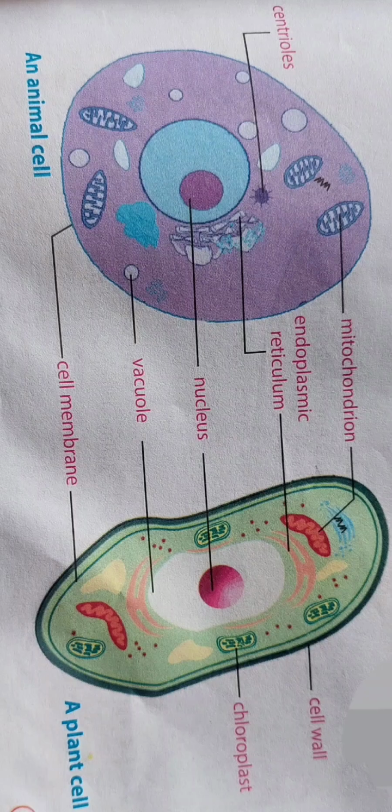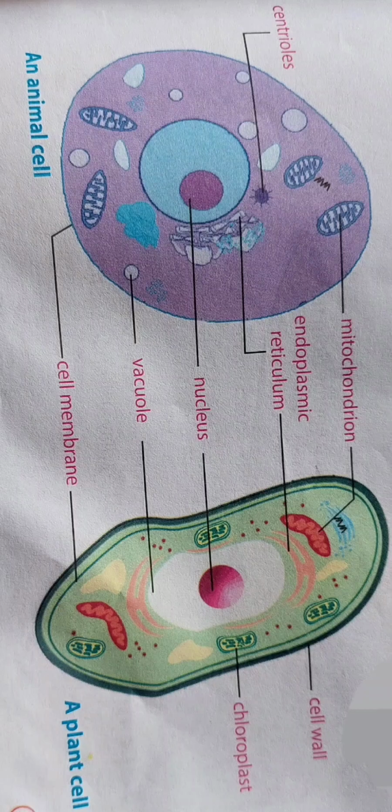As I've told you earlier, all living things are made up of cells, and the cell is the smallest part of a living thing that can carry out all the life activities. Cells are divided into two groups, the animal cell and the plant cell. Here is a picture in which you can see an animal cell and a plant cell.